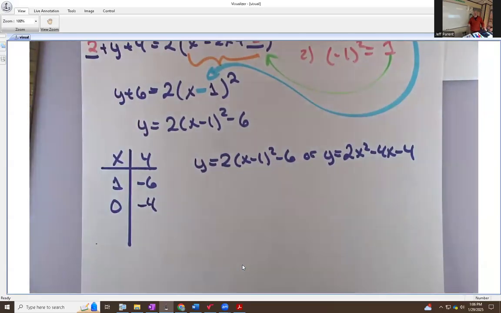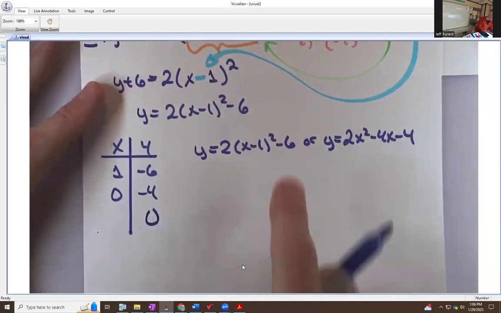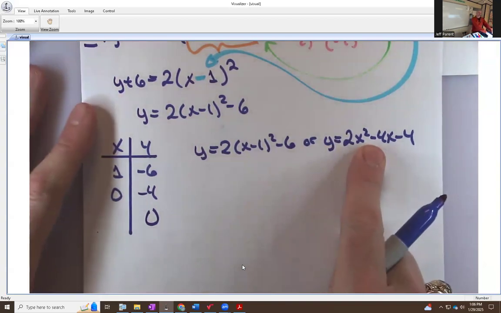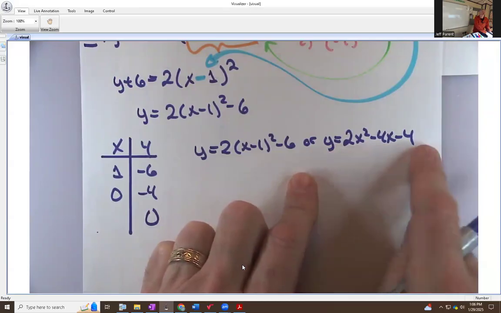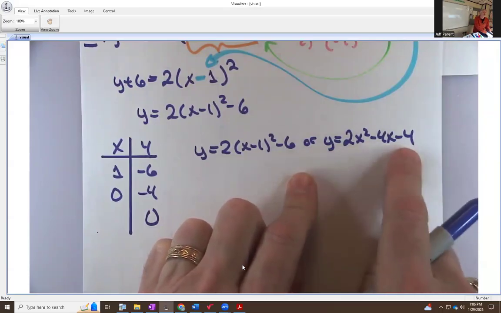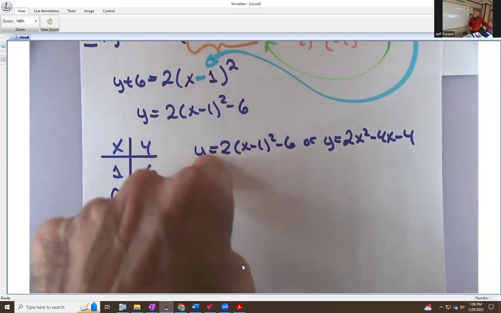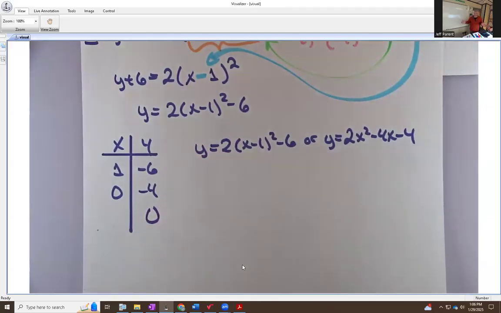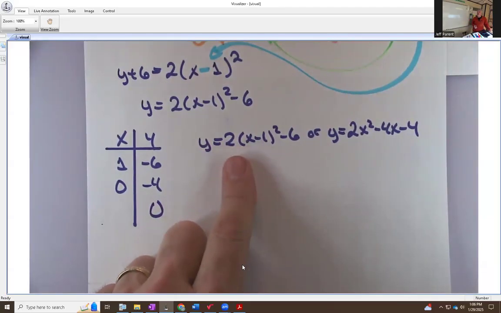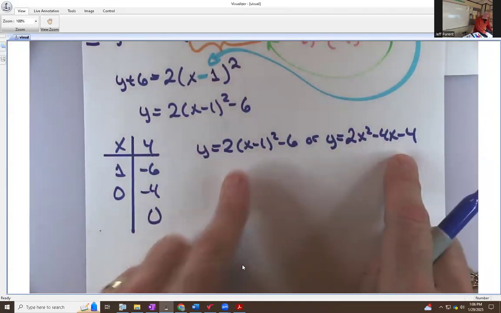But now we want to find the x-intercepts. And for that, you're going to set y equals 0. You've got your choices here. If you put y equals 0 here, you're going to end up using the quadratic formula. This doesn't factor. You're out of luck. If you put y equals 0 here, you can use the square root property. I like using the square root property. It's a little bit easier than all the messing around with the quadratic formula.